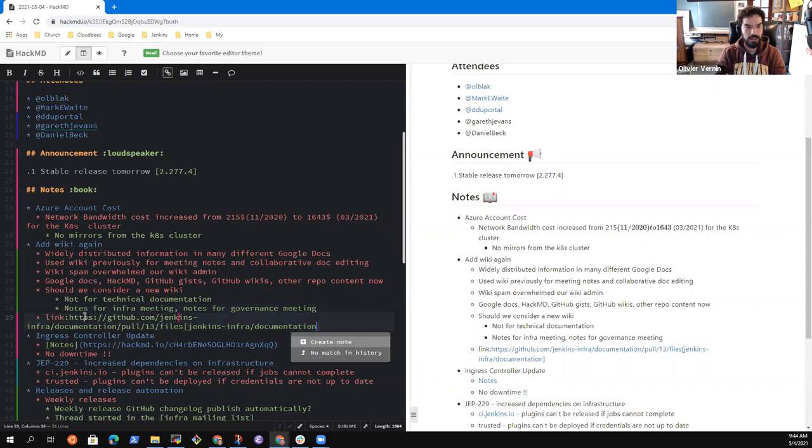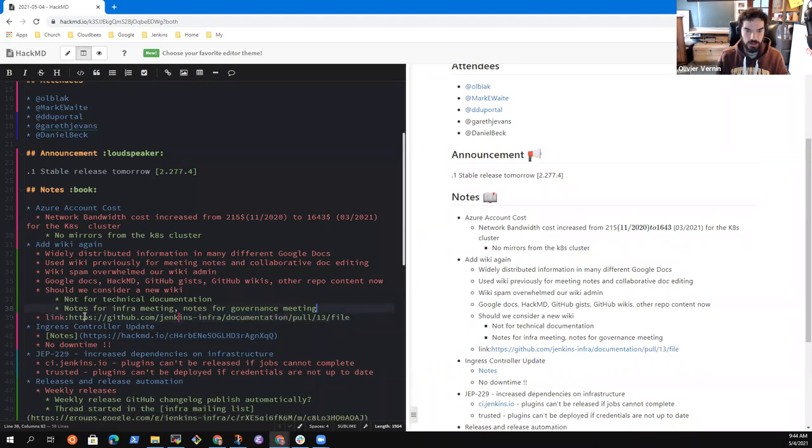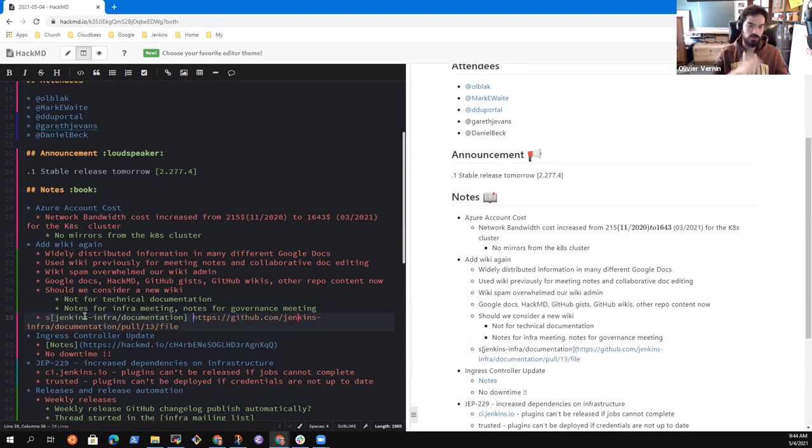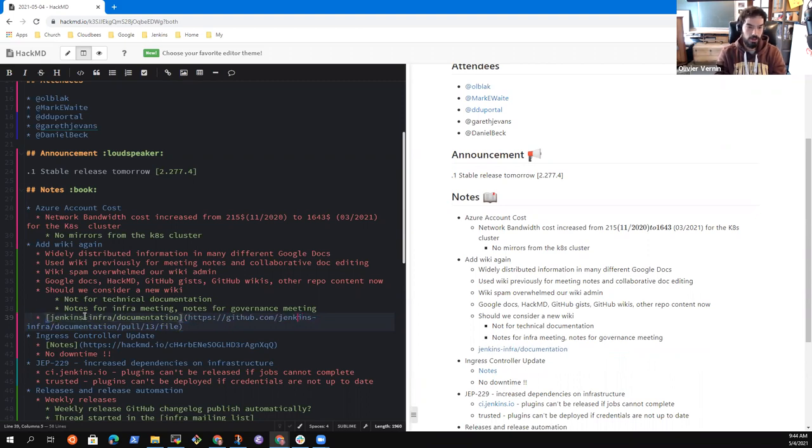To me, HackMD seems a good compromise, because once the meeting is over, you publish a note on the Git repository, and then the collaboration can happen there. I put a link to a pull request that I opened on the Jenkins Infra documentation Git repository, where we explain the difference between synchronous and asynchronous communication. I'm just sharing ideas.